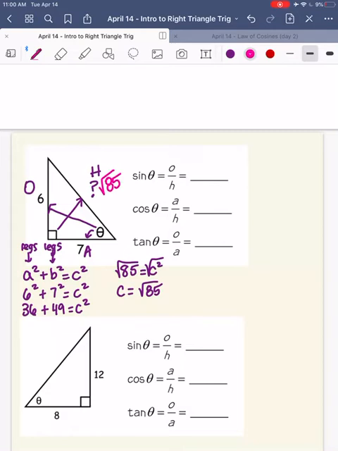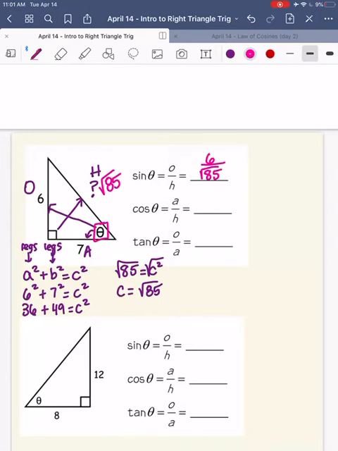And now we've done the hard work. We have found the hypotenuse, and now we can fill in our labels. So sine is the opposite side. So what is the opposite side according to this theta? It is 6. And what is our hypotenuse? It's root 85. Okay? Now, is that simplified? I hope that you're in your head saying no.